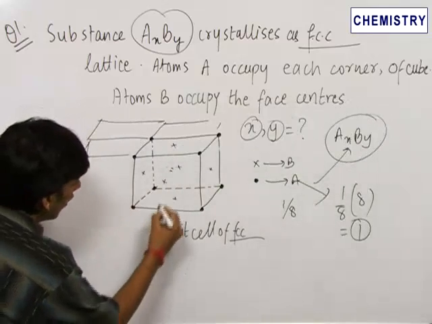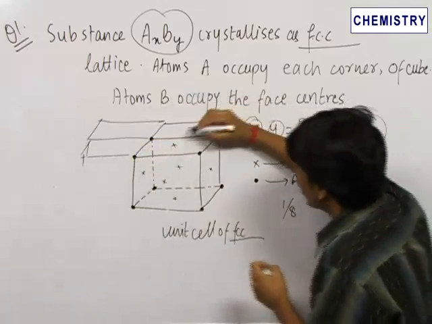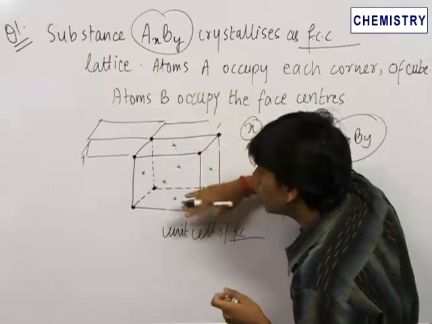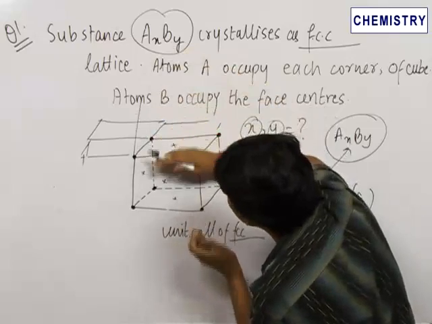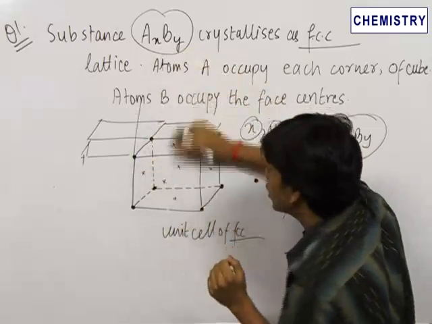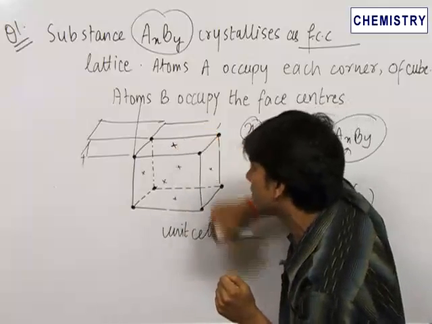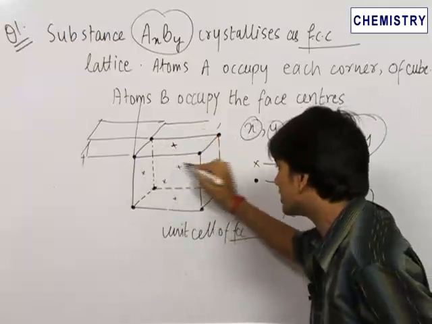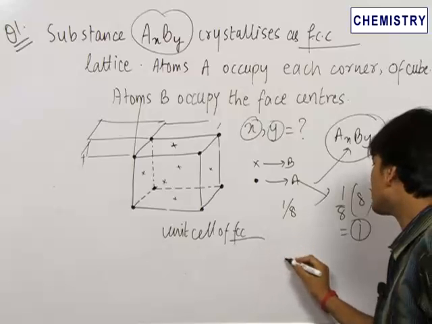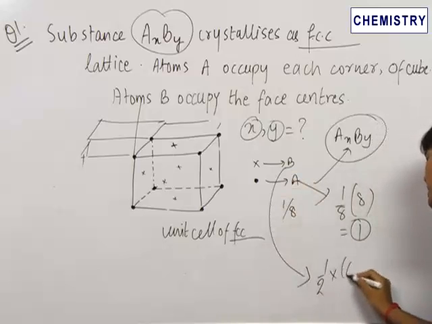Now for the atoms B, they are located at the face centers. So this atom is shared by 2 unit cells, one unit cell which is below and another unit cell which is on top of this unit cell. So these 2 unit cells in common share this atom. So therefore the contribution of this atom towards this unit cell is half. Therefore similar logic applies for all the 6 of them. Therefore the contribution of atoms B comes out to be equal to half into 6, that is equal to 3.